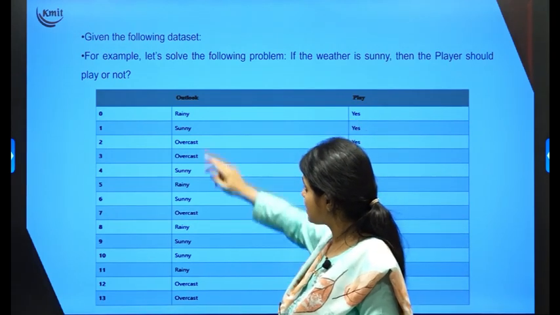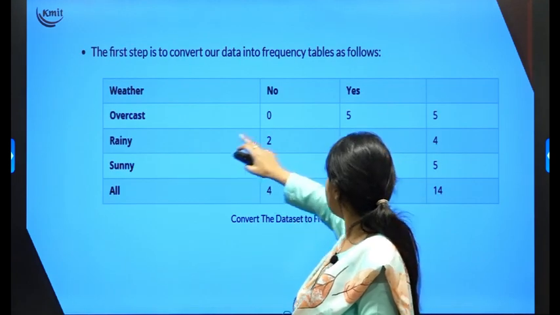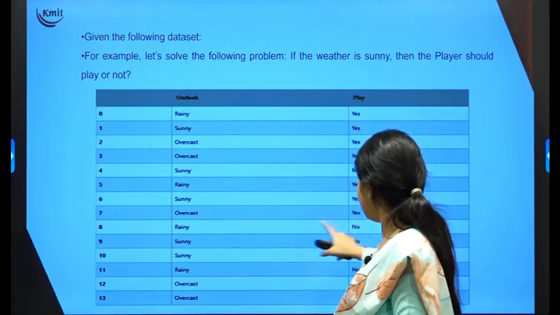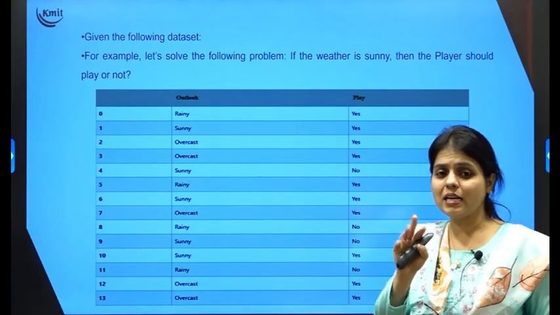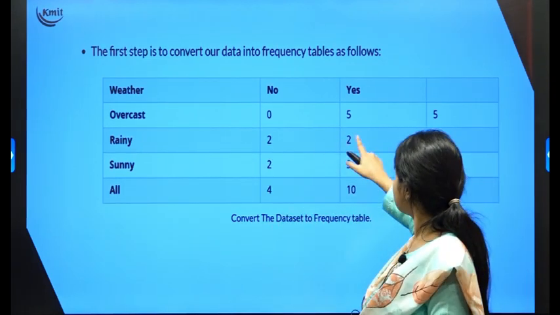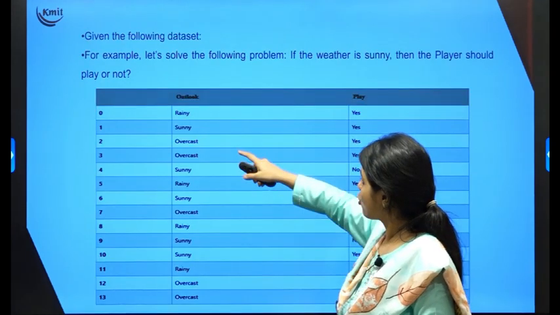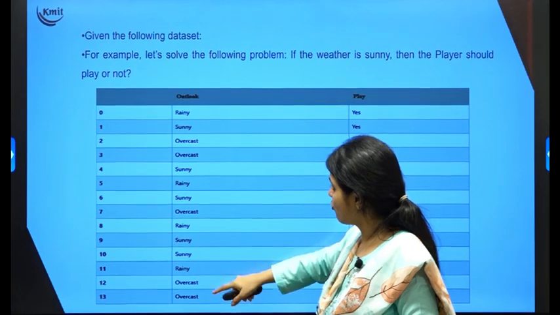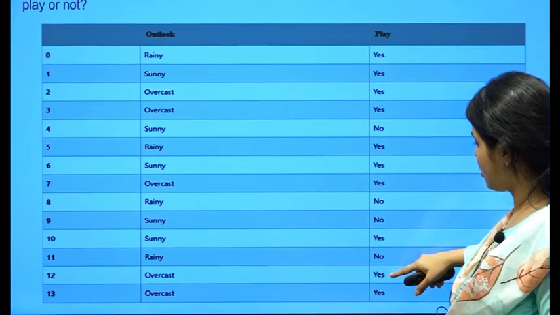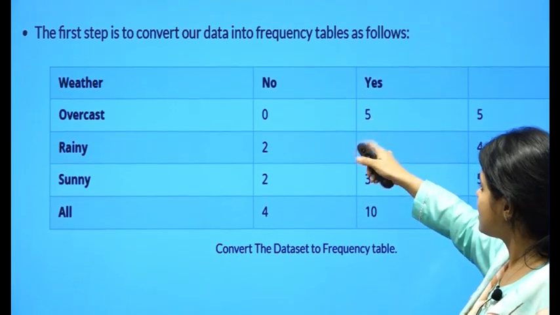As you can see, out of these 14 instances, I have 1, 2, 3, 4 rainy. Rainy is given 4 times, out of which rainy yes, rainy yes, rainy no, rainy no. So out of 4 rainy, 2 are yes and 2 are no. The same thing I am putting: rainy, no is 2 times, yes is 2 times, total 4. Similarly, I'll go with overcast. Overcast: 1, 2, 3, 4, 5, and all 5 are yes. So overcast, no is 0, yes is 5.